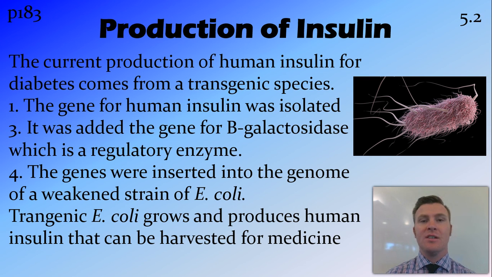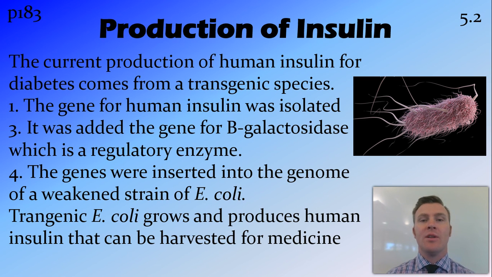They then inserted that gene into a weakened strain of E. coli, and the E. coli took in the gene. So now we have a transgenic E. coli. It's an organism, a bacteria, that has a gene from another species, in this case humans, within it, and it passes it on to its offspring, so that we can say that it's a transgenic species. So this E. coli will produce human insulin as it grows, and this insulin can be harvested for medical uses.